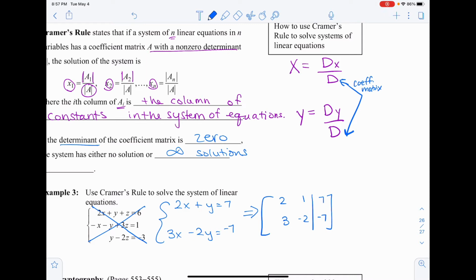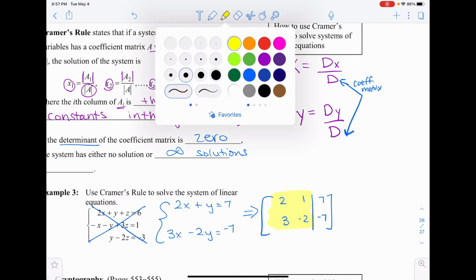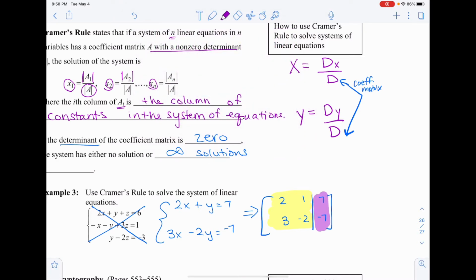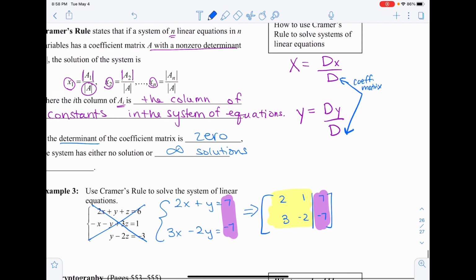Keep in mind, this is our coefficients matrix, and this is our constant numbers, right? Those constants come from the solutions here. So in order to do this, we're going to find the value of x by taking the determinant of the adjusted coefficients of x, and I'll show you how to do that in a second, divided by d.